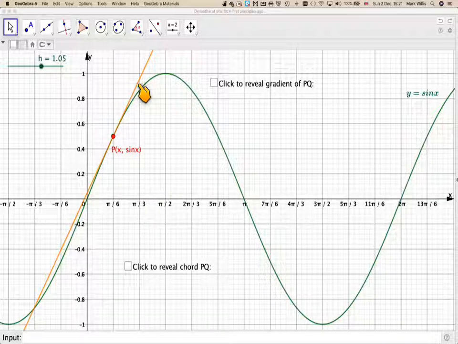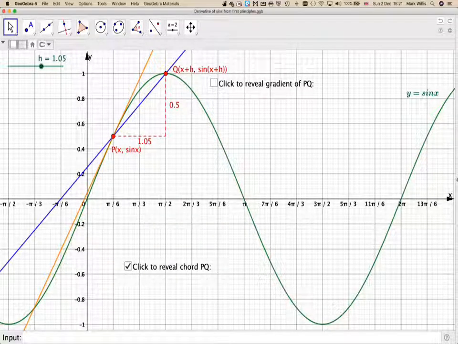Now, if I draw a tangent line to that, that will represent the gradient of the curve. And that's what we're trying to do when we differentiate a curve. We're trying to find a formula for the gradient of the curve, or the rate of change of the curve. Right, now in order to do that, I'm going to pick a point closer to P, but for the sake of being able to visualize it, I'm going to pick this point here by clicking this button.